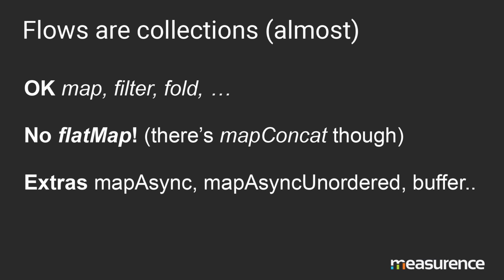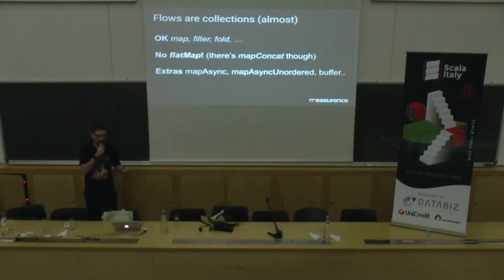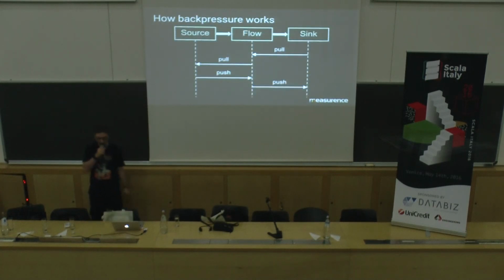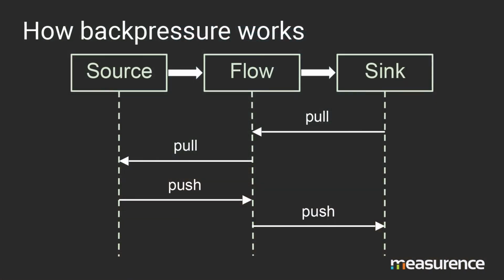And then it has some extras that are clearly oriented to the stream. So you have the buffer, you have something for rate control, you have mapAsync to run asynchronous transformations.